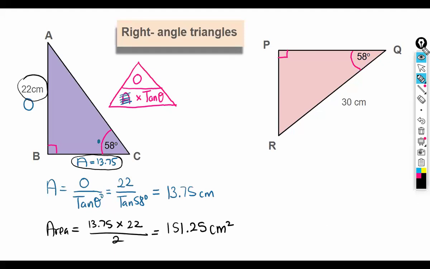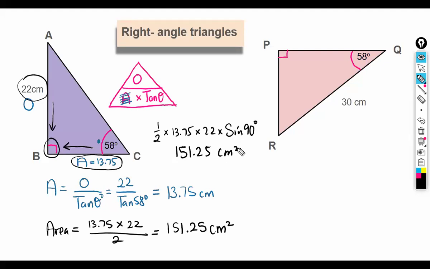Obviously you could use the other formula now, half ab sine C, because you have the lengths of two sides now, and the 90 degrees is the angle in between. So if you use a half by 13.75 by 22 by sine C, don't put the 58. Remember, the angle in between the two sides we have now is the 90 degrees. And you will get the exact same answer.